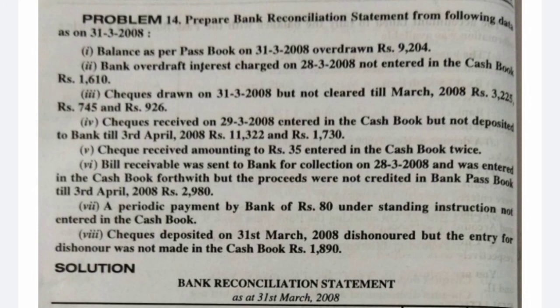Next one. Check received amounting to rupees 35 entered in the cash book twice.